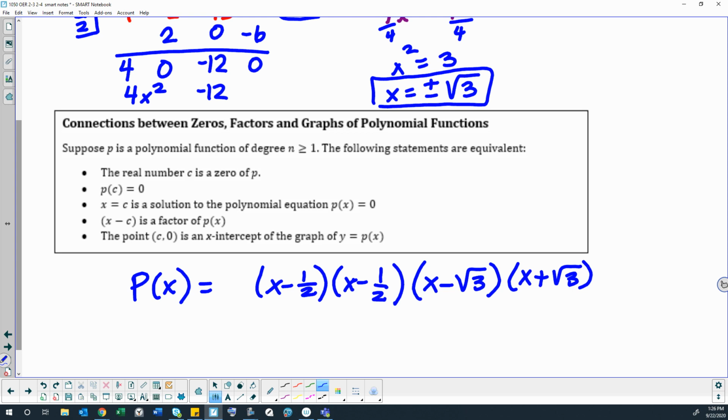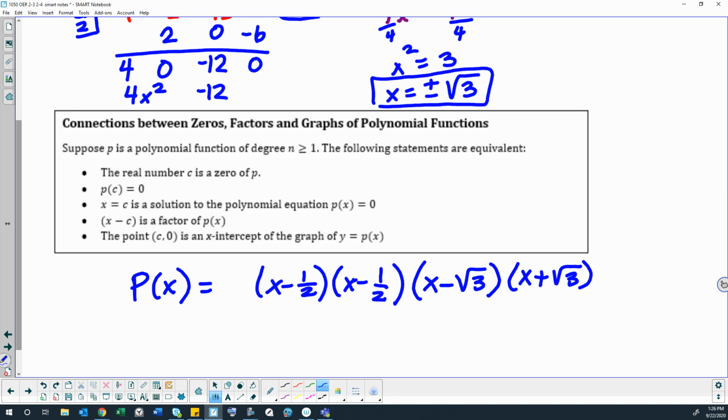The graph of that function would be a polynomial that has x-intercepts at 1/2, positive square root of 3, whatever that decimal is, 1.7, and negative square root of 3, so approximately negative 1.7. So that polynomial would have x-intercepts at those 3 points, and at positive 1/2, the graph would touch the x-axis because it has a multiplicity of 2.